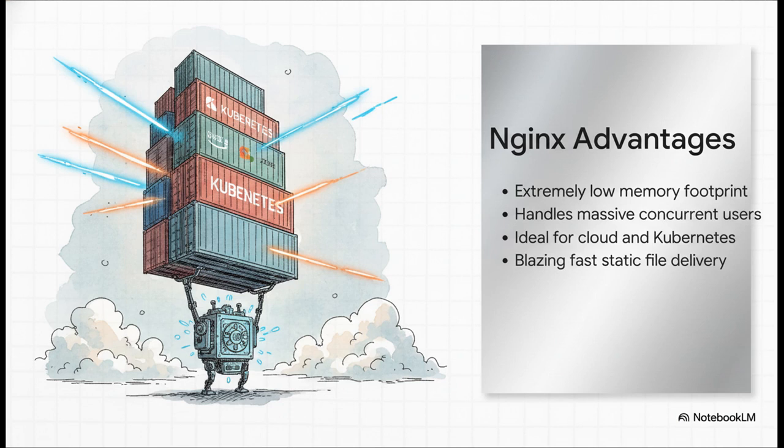Because its memory footprint is so unbelievably low, it has literally become the absolute go-to standard for modern cloud platforms and containerized environments like Kubernetes. It just effortlessly handles massive crowds of concurrent users with blazing fast delivery.